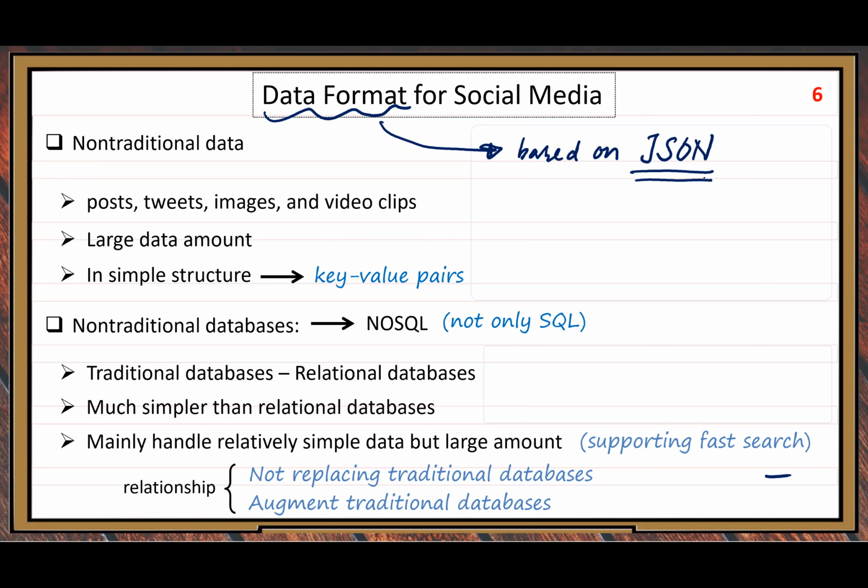We use the hashtags as the keys, then the content. When people do the search, they search on the key part, not on the value part. The value part becomes too slow. On the key part, it is very fast, extremely fast.